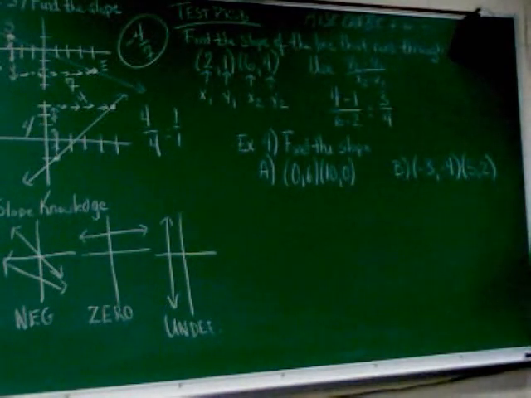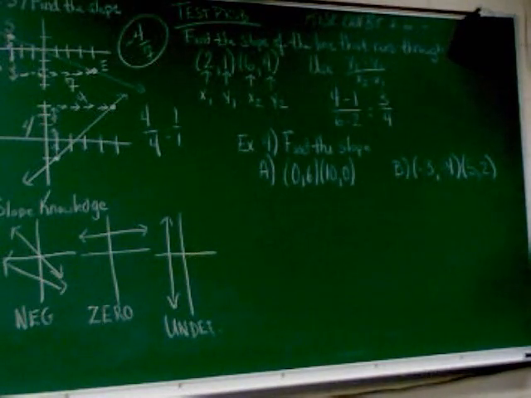Now you could verify that. You could plot 2, 1, go right 2 and up 1, put a dot from the origin. And 6, 4, start at the origin, go right 6, up 4, put a dot. And you could count it up and you would get the same thing, 3/4. But this is the way you do it with a formula.